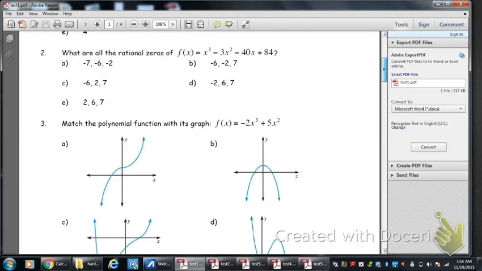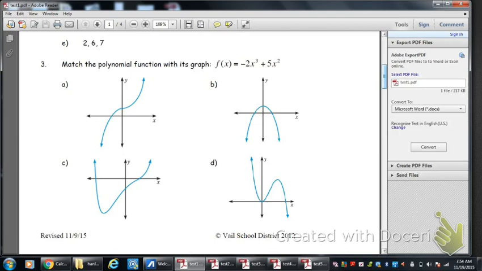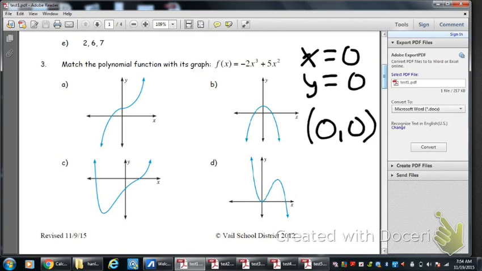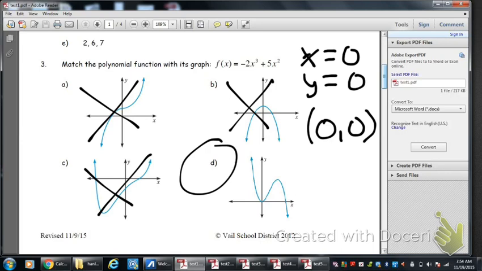Look at the third one, because you may think, oh, it looks hard, but you should be able to do it really quickly, because when I substitute 0, what do I get? I get 0. So that means the point (0, 0) has to be on the graph. So it's not on this graph, not on this graph, not on this graph. So it has to be D. So, always look for simple things like that first. Who cares about the rest? Because that's all you need to solve the problem.